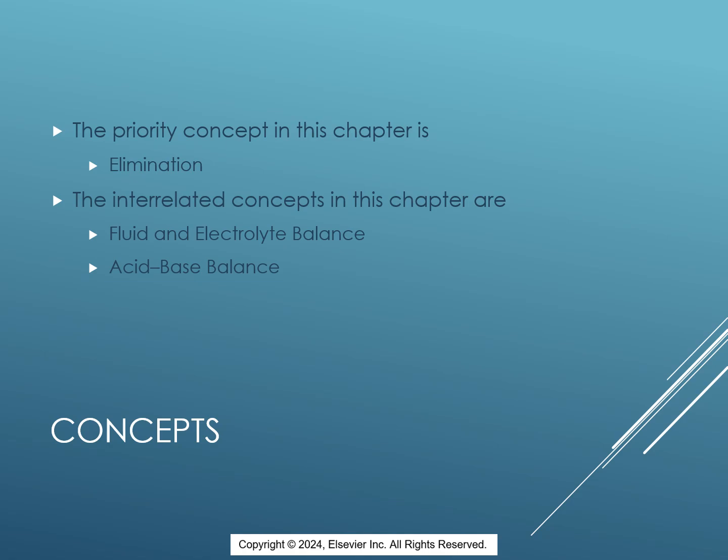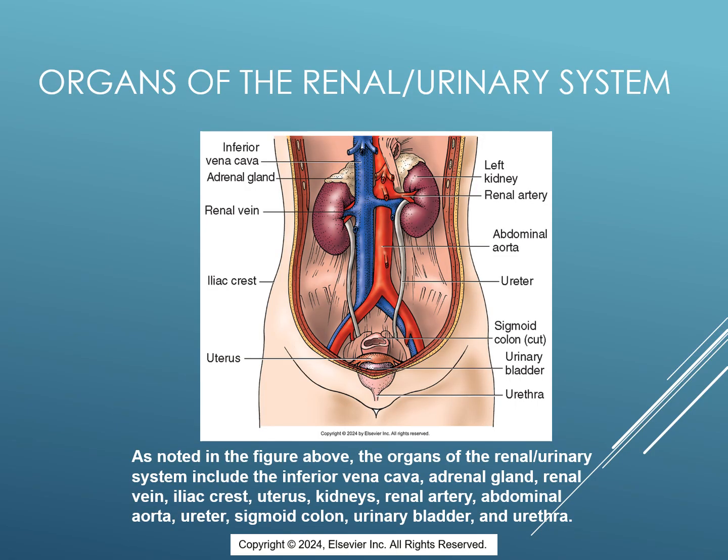Renal system overview. The function of the renal system: it eliminates waste, maintains fluid and electrolyte and acid-base balance, regulates blood pressure, produces erythropoietin for RBC production, and activates vitamin D.